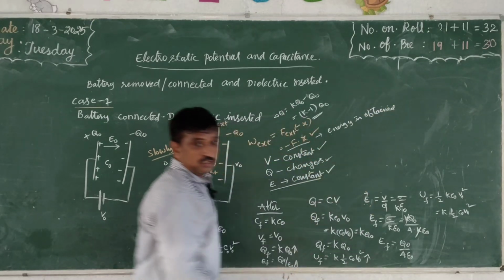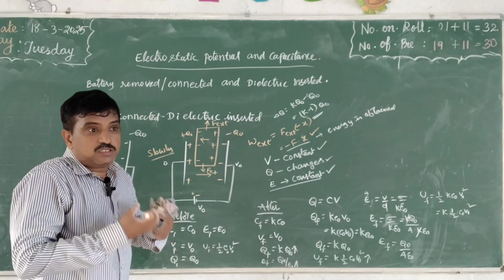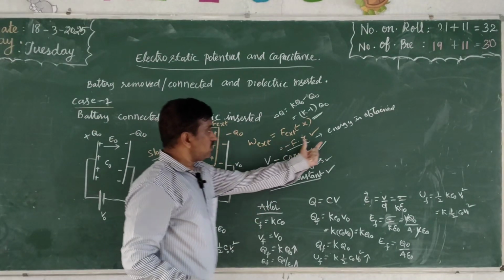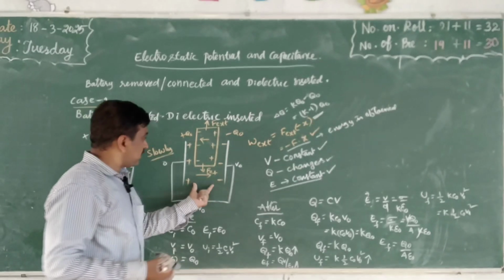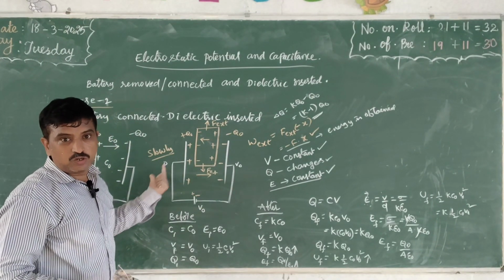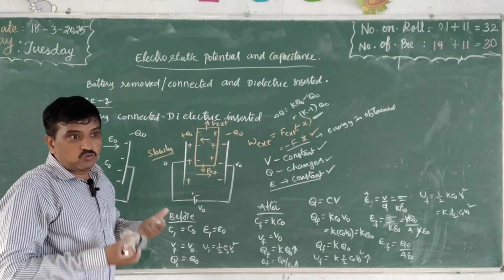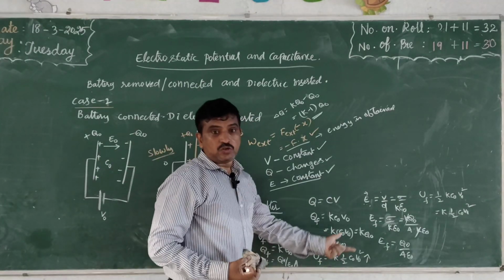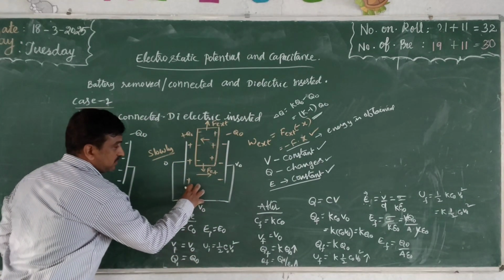Here also energy increases. Before, when the battery was removed and the dielectric inserted, that much energy was obtained and the potential energy decreased. But here the battery is connected and the dielectric inserted; we are gaining some energy while doing external work, and the potential energy also increases. Why does this happen? Because of the battery. The battery supplies energy.